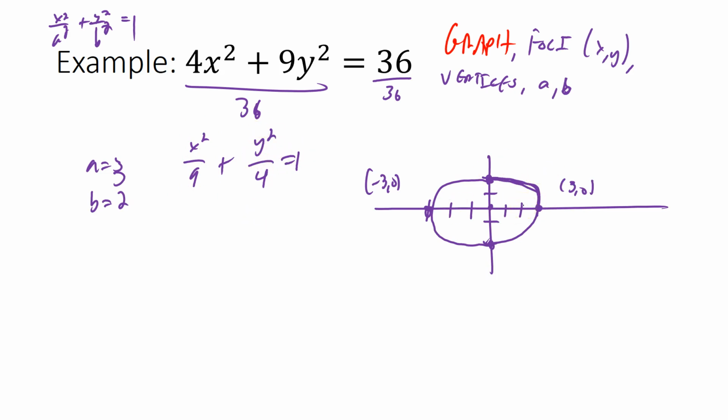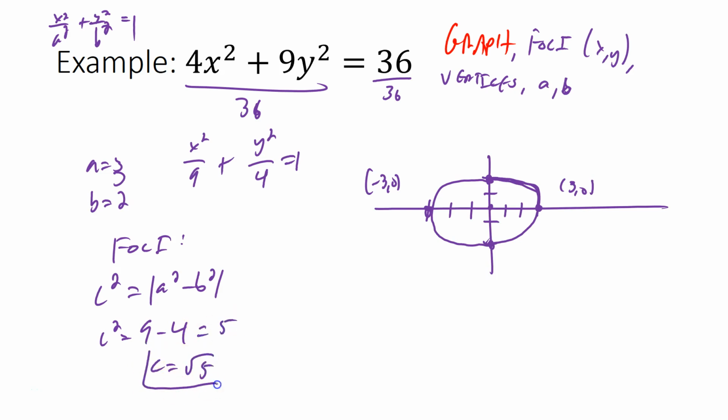Now we have to find the foci. So to find the foci, what we have to do is we have to find c. So c squared, remember, is the absolute value of a squared minus b squared. Now we can use this equation, but I'm just going to do the bigger minus the smaller. So c squared is going to be 9 minus 4. You can get that from right here, just the bigger minus the smaller. So that's 5. So that means that c is the square root of 5.